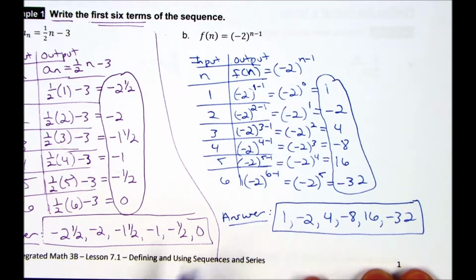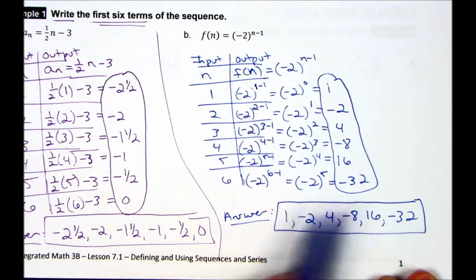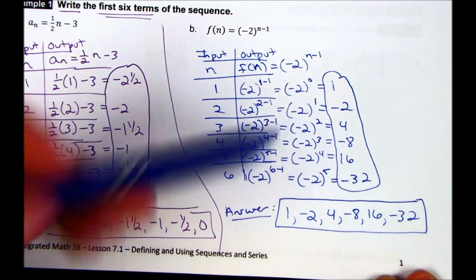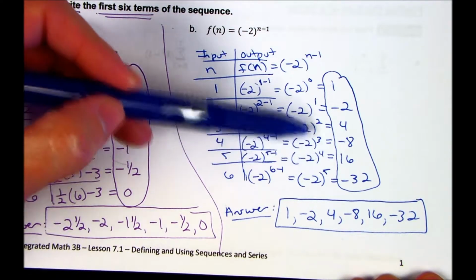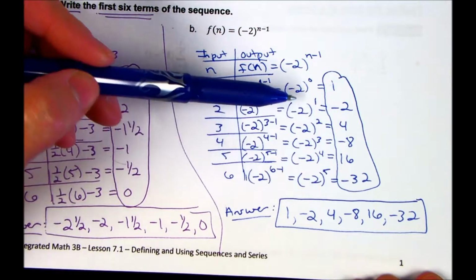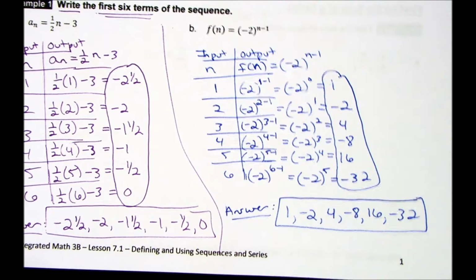Notice also that the signs are alternating between positive and negative and positive and negative. The reason that happens is because our base is -2. So we're going to be getting a positive number every time there's an even power and a negative number every time there's an odd power. That's going to be important when it comes to time to writing the rules if you're given the sequence. And actually that's what we're doing next.